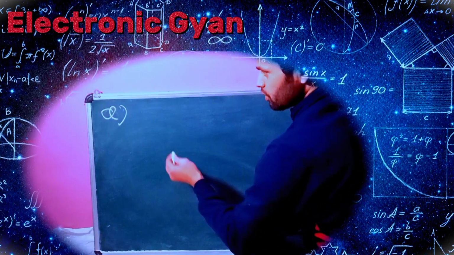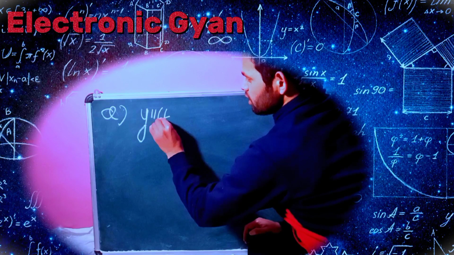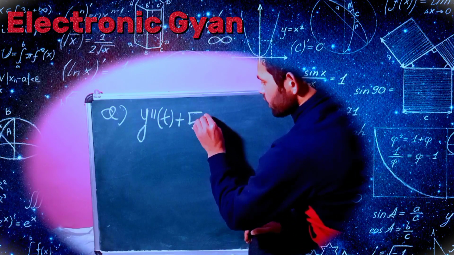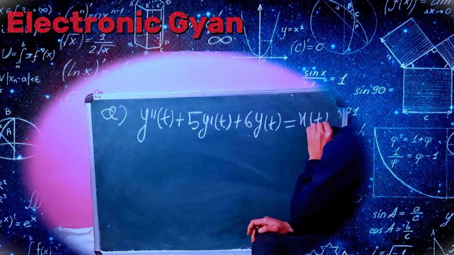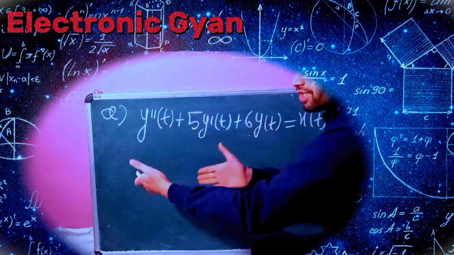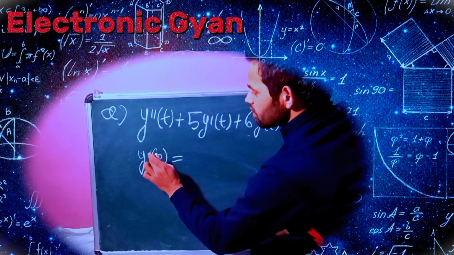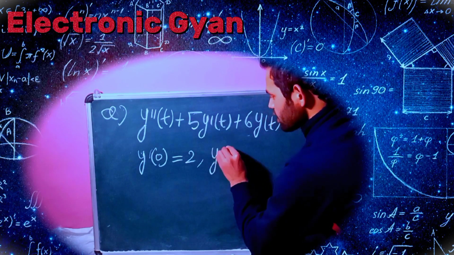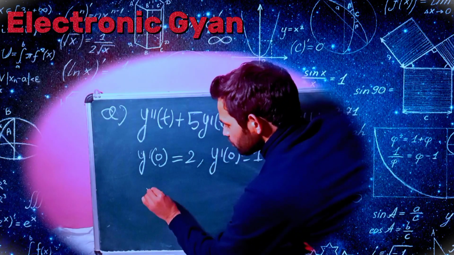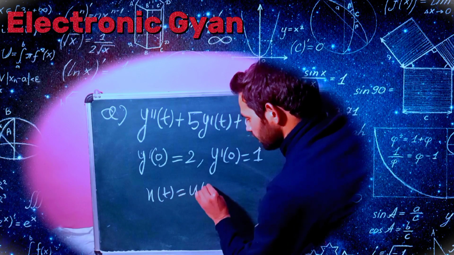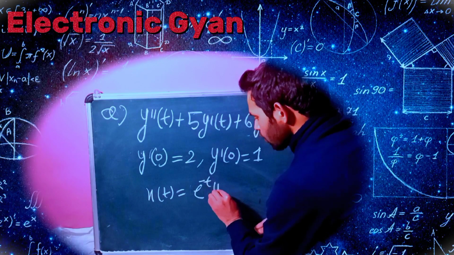I'm going to take one problem. That is a differential equation that is given as y double dash t plus 5y dash t plus 6y of t is equal to x of t. This is my differential equation of the system with initial conditions: y of 0 is equal to 2 and y dash of 0 is equal to 1. My input is given as x of t is equal to e to the power minus t u of t.